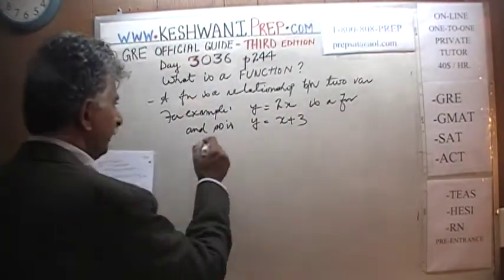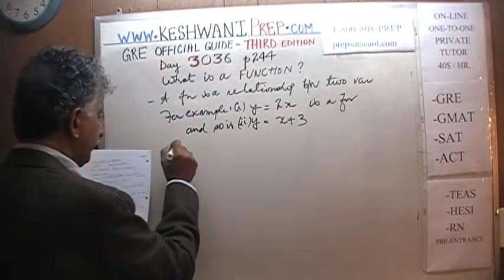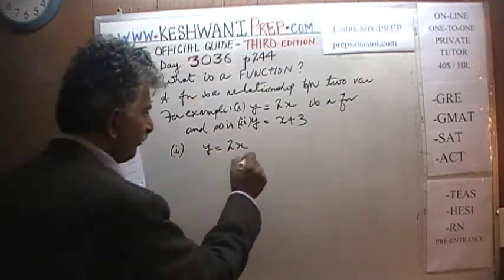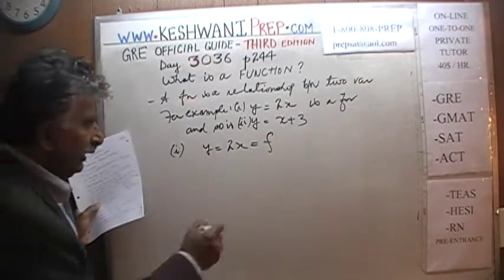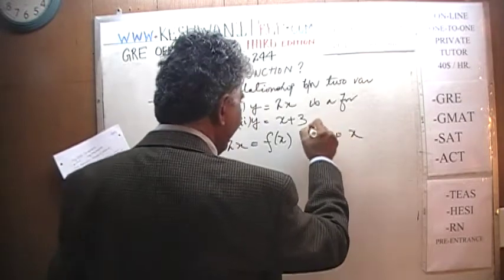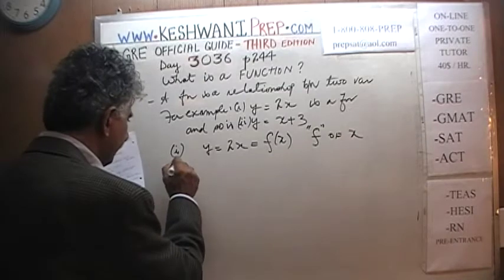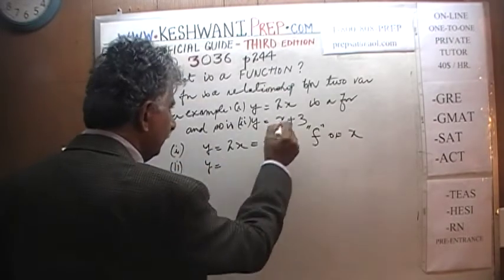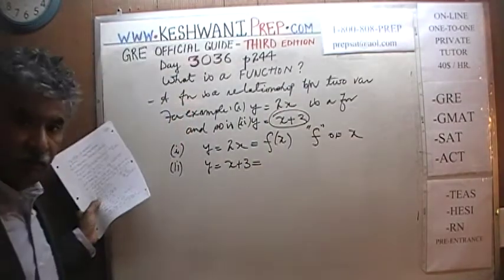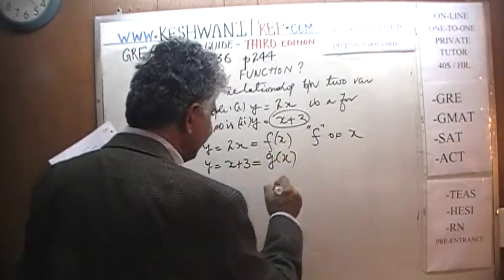For example, the first one right here, y is equal to 2x. Let's call this relationship f, and it is read as f of x. F is the name of the relationship. Here's another one. Y is equal to x plus 3, right here, x plus 3. Now that is clearly a different relationship. It must be given a different name. Let's call it g of x.